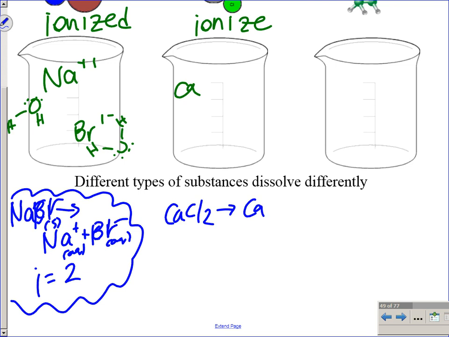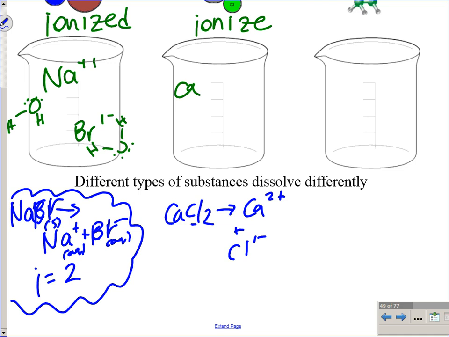Calcium is positive 2, right, because calcium has this 2. So it's a 2 plus charge. And then it also makes chlorine. Chlorine, how do I write that? 1 minus, right? Okay, so I've got calcium and I've got chlorine.